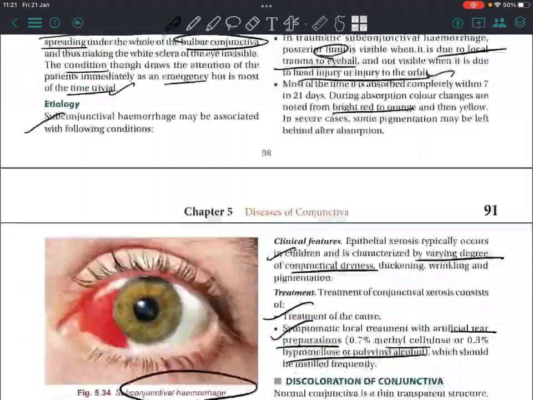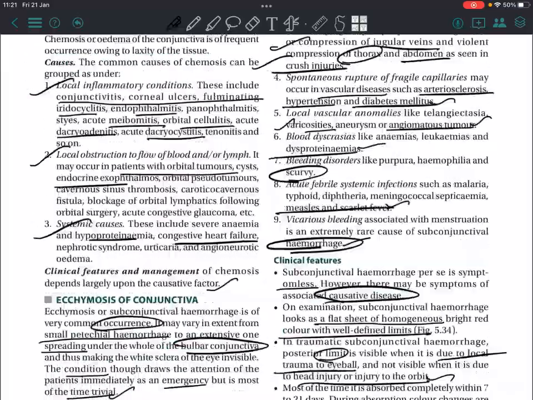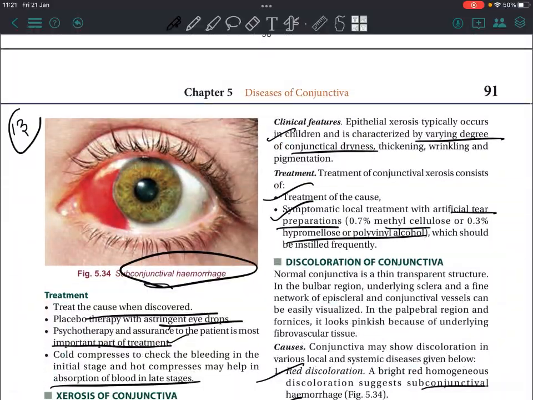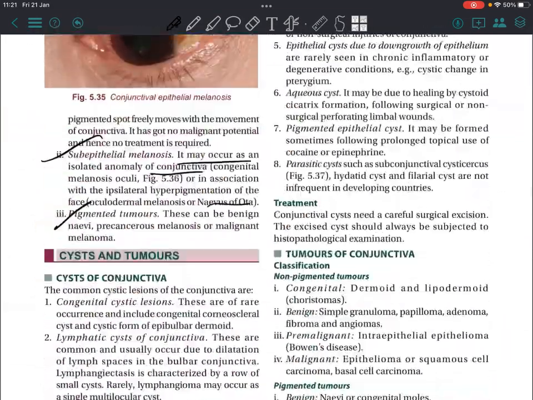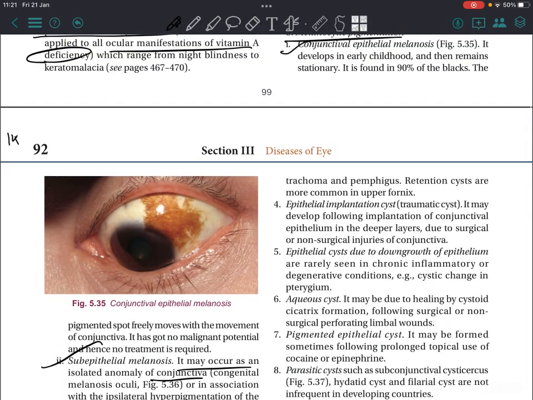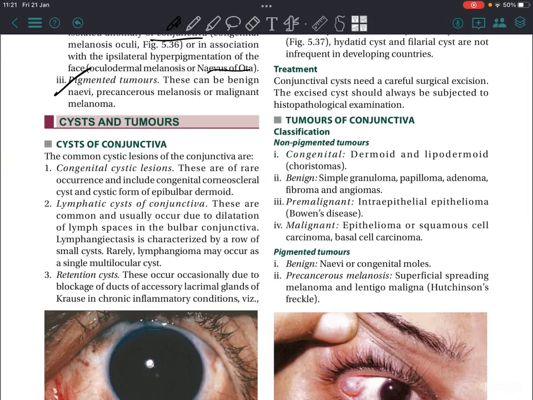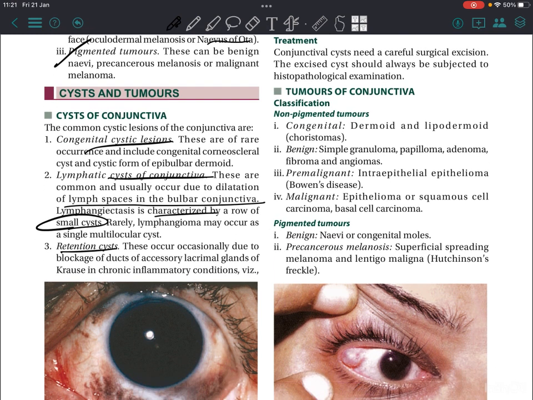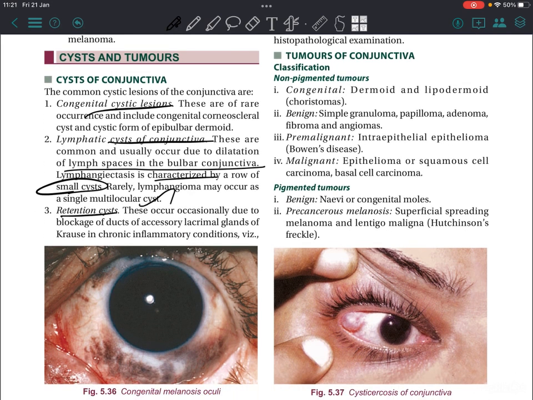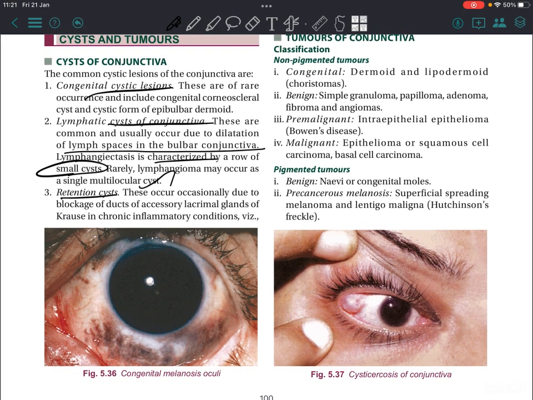Cysts of conjunctiva. Congenital cystic lesion, lymphatic cysts of conjunctiva, retention cysts. Lymphatic cysts are usually due to dilation of lymph space in bulbar conjunctiva. Lymphangiectasis is characterized by a row of small cysts. Rarely, lymphangioma may occur in single multilocular cyst. Retention cysts. These occur occasionally due to blockage of ducts of accessory lacrimal glands of Krause in chronic inflammatory condition.